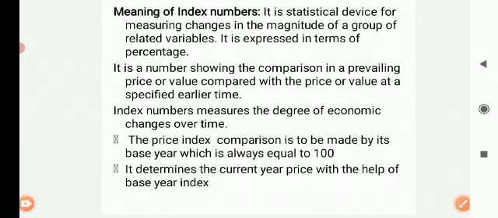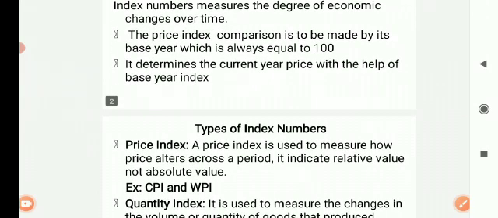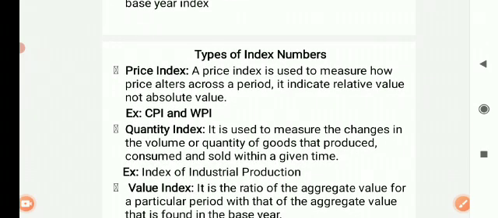The price index comparison is to be made with its base year, which is always equal to 100. So the price index number comparison is always calculated with the help of the base year index. The base year is assumed as 100. Hope you understood, the base year is always assumed at 100. It determines the current year price with the help of the base year index. That we are able to understand in the part of index numbers.